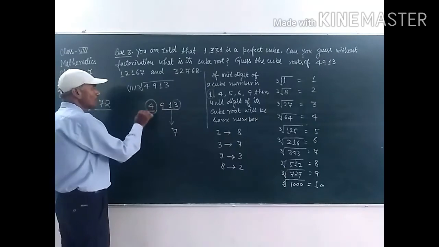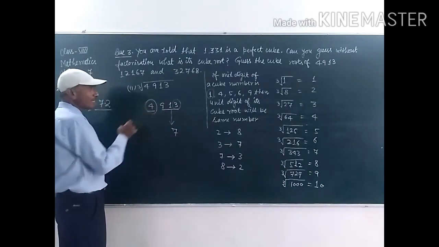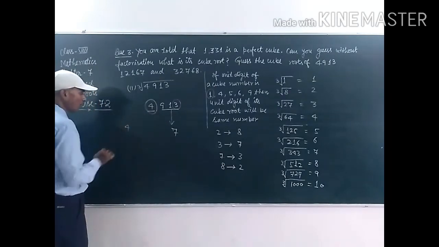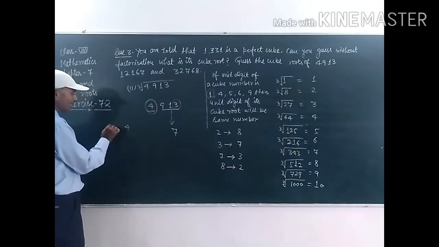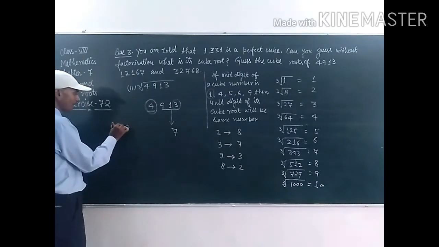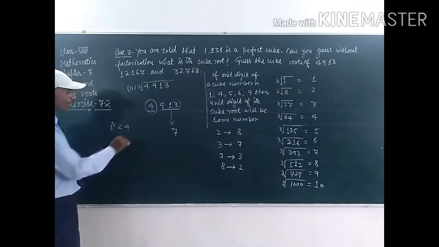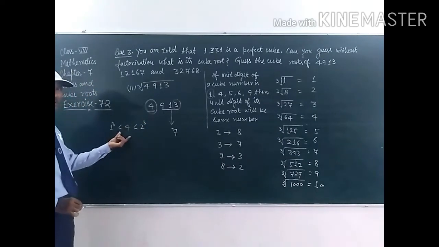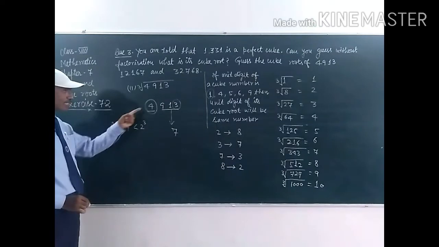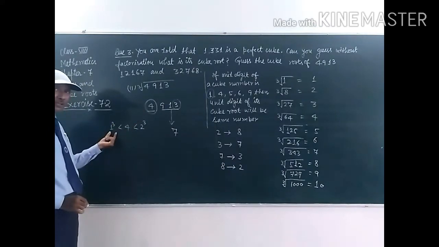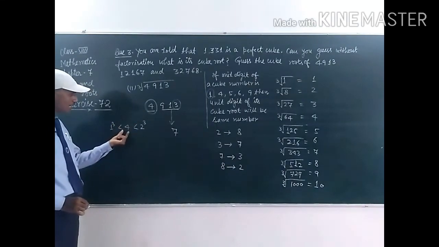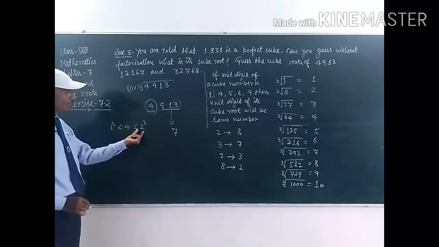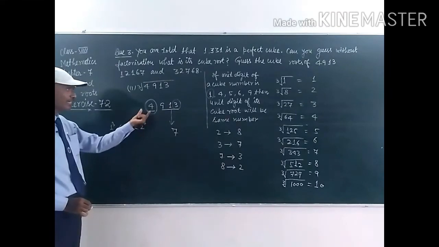Now, this one, 4. We have to observe this number from the second group, student. So, in the second group, this number 4 is greater than the cube of 1 and less than the cube of 2. Clear, student? This number 4 is greater than the cube of 1 and smaller than the cube of 2. What is the cube of 2? That is 8, student. 4 is smaller than 8.